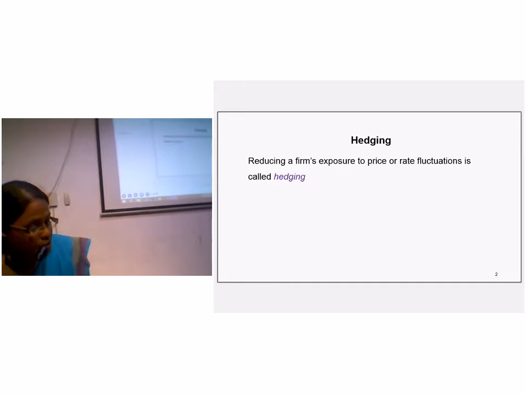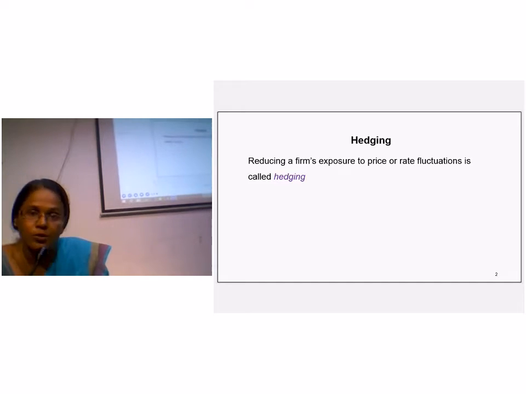Now you can see the definition, right? Reducing a firm's exposure to price or rate fluctuations is called hedging. Here we are focused on two things: price fluctuations and rate fluctuations. I'll explain what price fluctuations and rate fluctuations mean in the next slide.